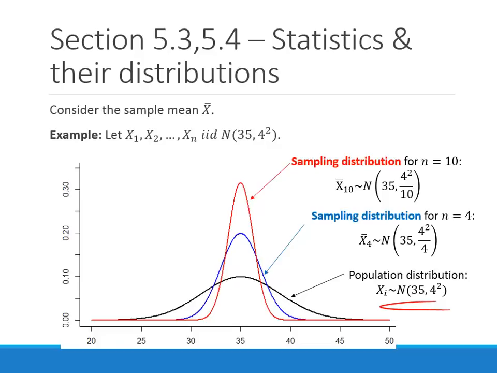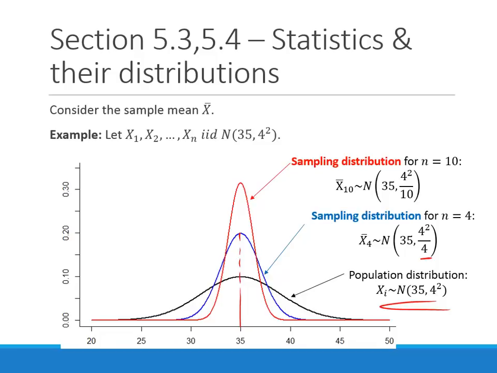But then we go to the blue line, and that's the sampling distribution now of a random sample of size 4. The key thing to note is that the mean is still the same. The mean of this blue curve is still 35, but the variance is now smaller. It's now 16 over 4. So the blue curve you can see is more squished in than the black curve, right?